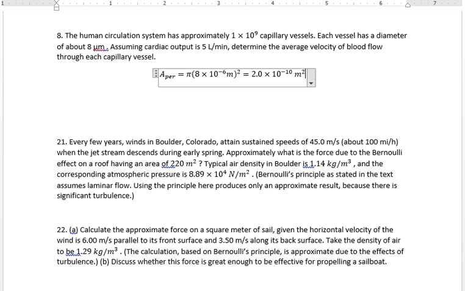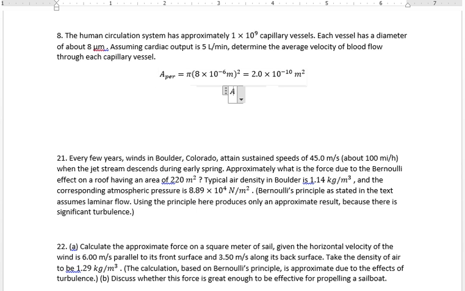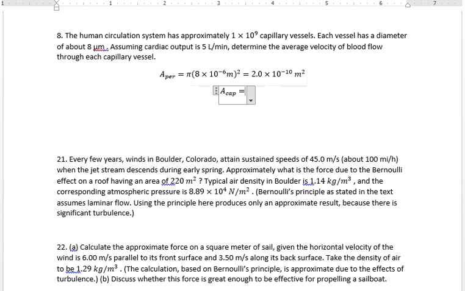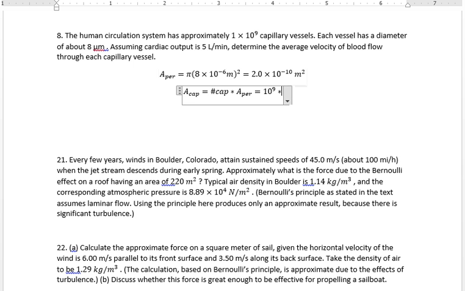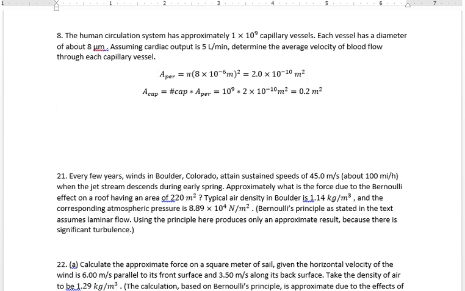square meters. And so that means the area of the capillaries equals the number of capillaries times the area per capillary, 10 to the ninth capillaries times 2 times 10 to the minus 10 meters squared, right? And that's going to give us 0.2 square meters.